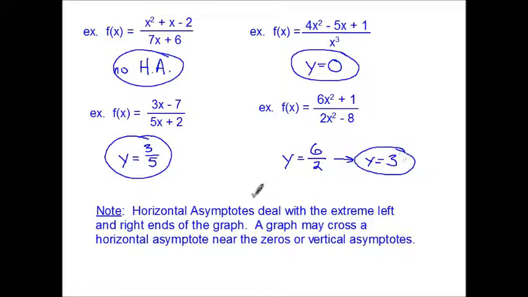A little note on the bottom here. Horizontal asymptotes are boundary lines, but they only deal with the extreme left and right ends of the graph. So we might have graphs that cross the horizontal asymptote in the middle, around the zeros and the vertical asymptotes. But the extreme left and right edges are where they really come into play. Like I said, we'll get to that as we get to it. Moving along.